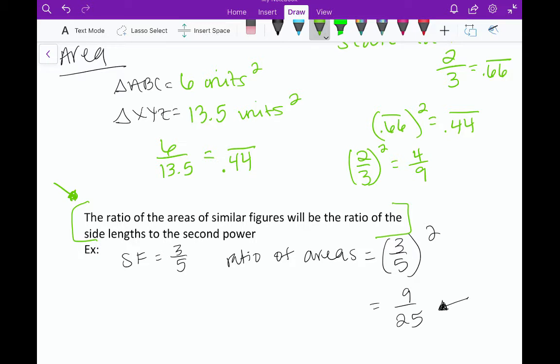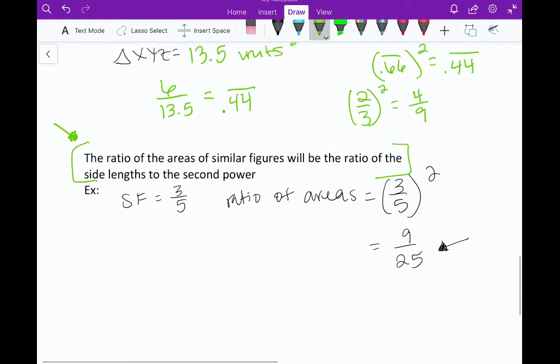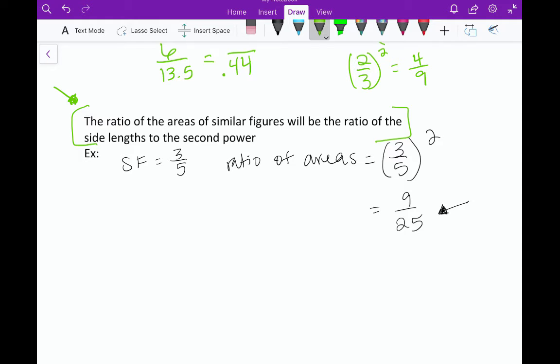Just another example to look at: if the original scale factor is 3/5, then the ratio of the areas is going to be 3/5 to the second power, which would be 9/25. So if I have similar figures whose scale factor is 3/5, and I know one area, I can find the second by using this ratio, which is the original scale factor raised to the second power.